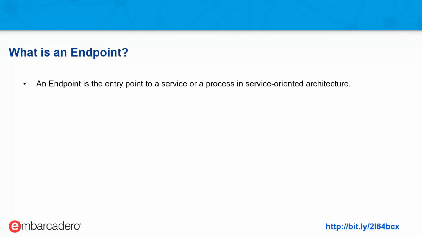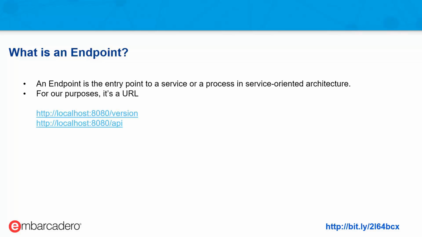So what's an endpoint? An endpoint is the entry point to a service or process in a service-oriented architecture. Or, for our purposes today, an endpoint is a URL. If we take a look at the two example URLs, which are EMS URLs for a locally hosted EMS server, we can see that the only difference between them is the end of the URL, where we say version or API, and that is an endpoint. That is the location at which our service is available.